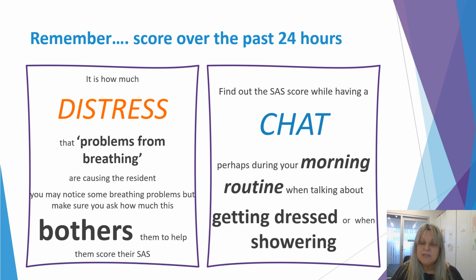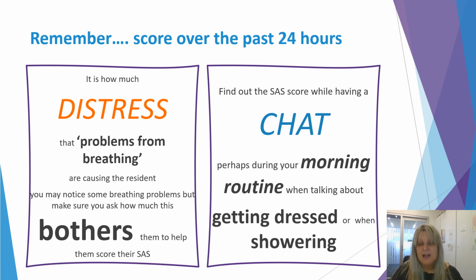The thing to remember with the SAS is what we are trying to rate is the distress in relation to the symptom. So for this symptom, which is problems from breathing, we're trying to rate any distress, or we can ask them how much it bothers them, or any anxiety they have in relation to their breathing problems. And the best way to find out information for SAS scores is to have a chat.